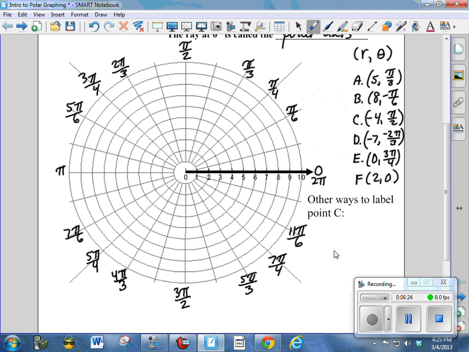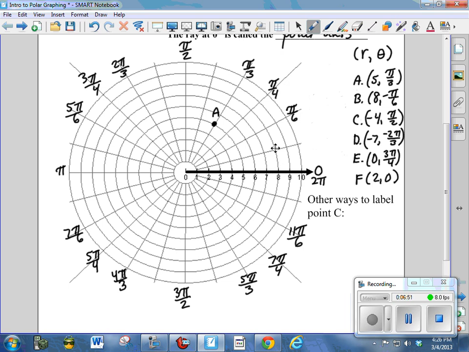So now that we have those labeled, we're going to go out 5, and then we're going to rotate along the radius of 5, everything on that circle that has a radius of 5, till we get to 5 pi over 3. So that would be this point right here. That's point A, 5 pi over 3. Then we're going to go out 8, and we're going to rotate negative pi over 6.